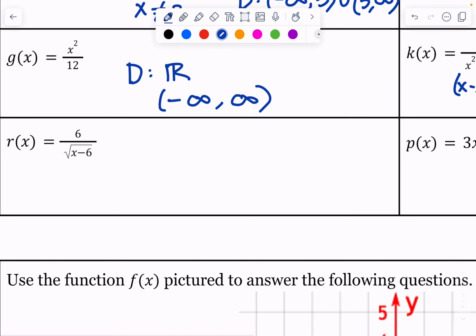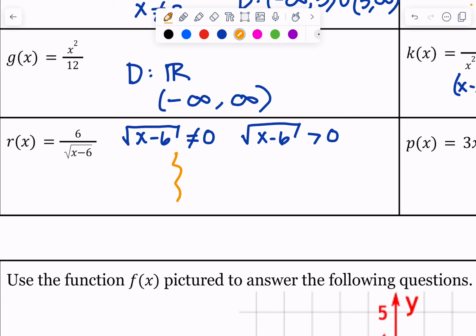Last one, we have square root of x minus 6, and we know that cannot be 0 because it's in the denominator. We also know that if we're taking the square root of something, this has to be greater than 0. So I could solve it like this to get my direct answer, but we also know it needs to be greater than 0. So I'm trying to think ahead. I think that it's going to give us the same answer if we just solve this one.